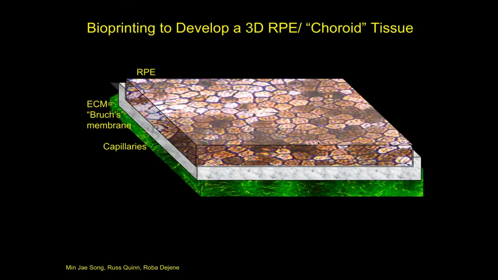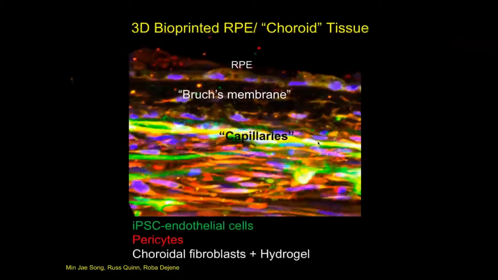It's replaced by ECM that is made both by RPE cells and by the endothelial cells and fibroblasts on the other side, and it becomes similar to a Bruch's membrane that is naturally present between RPE and endothelial cells, or RPE and choriocapillaris in the eye. And about 4 to 5 weeks, the tissue starts to look really like this. This is one example of our 3D bioprinted tissue.